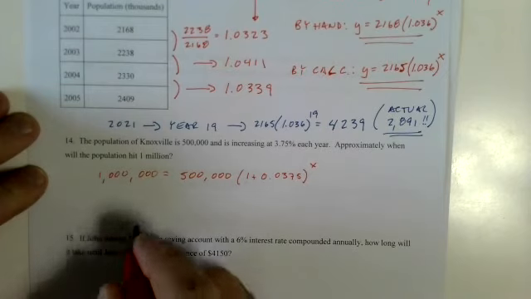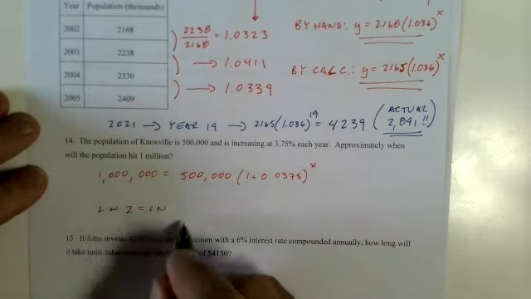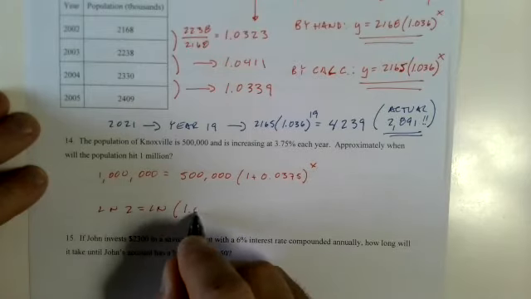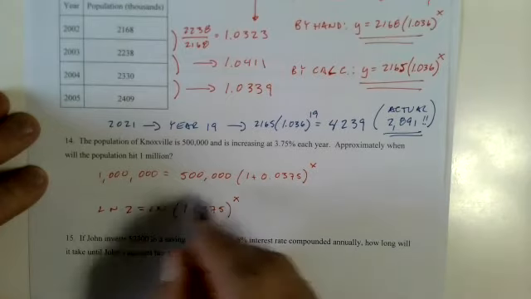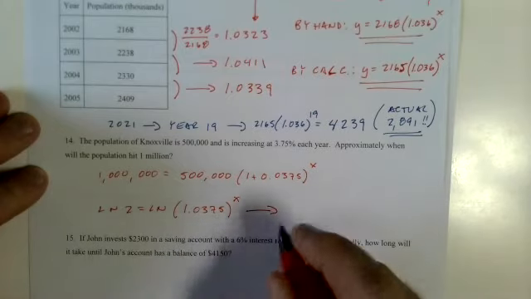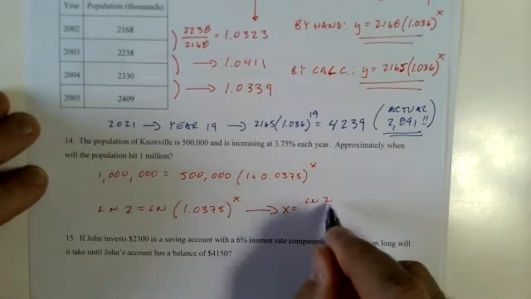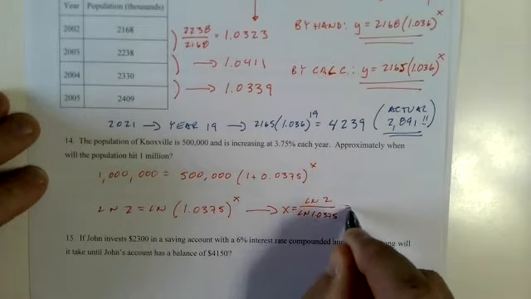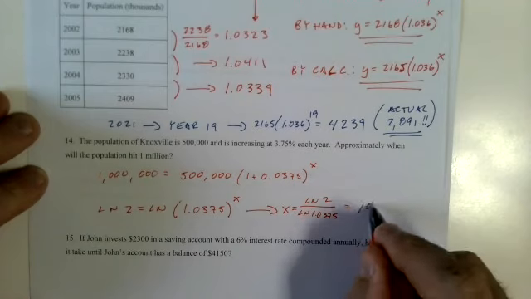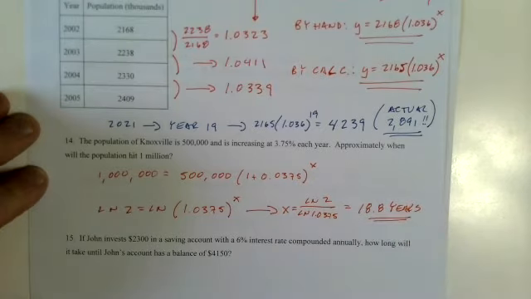All right, solve this. We get 2 equals 1.0375 to the x. We take the natural log, put the x out front, divide. x equals ln of 2 over ln of 1.0375, which equals about 18.8 years. Cool math.